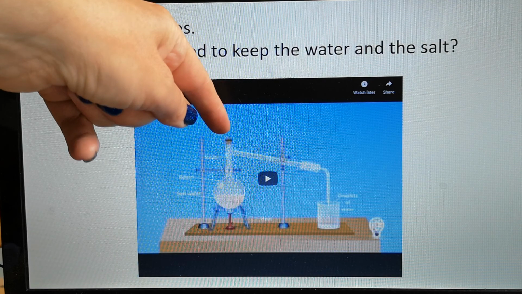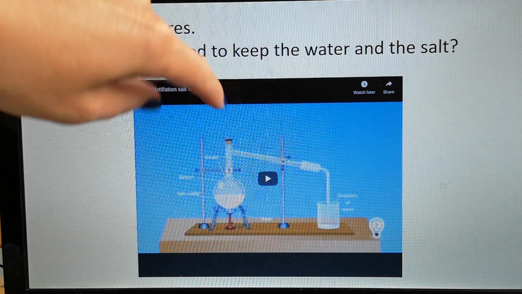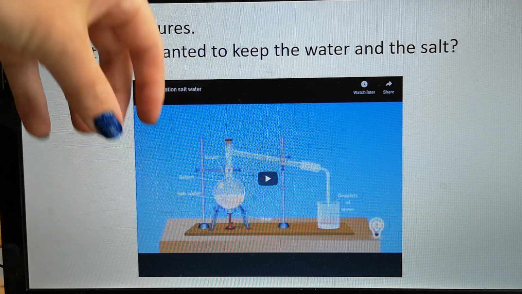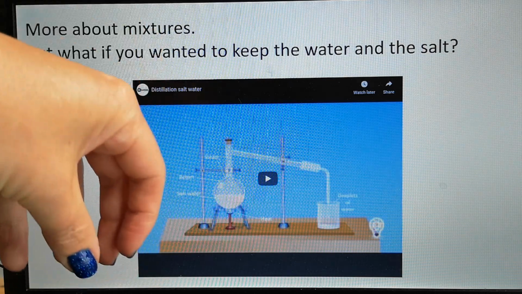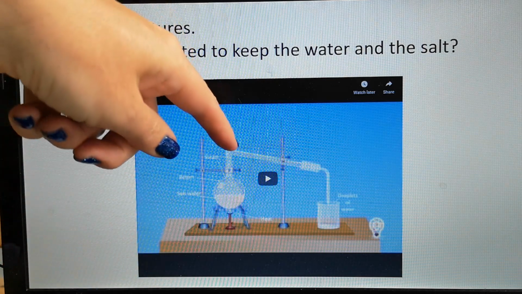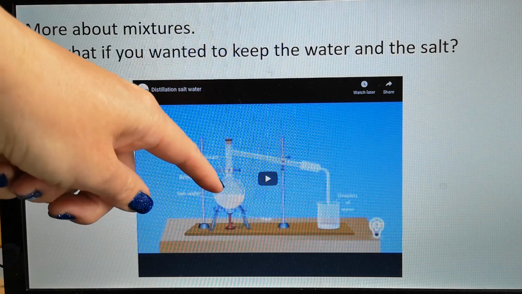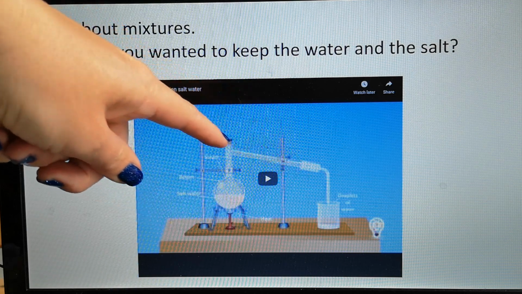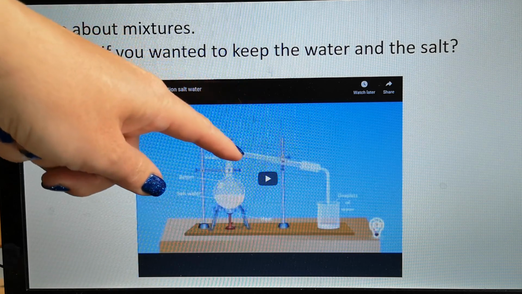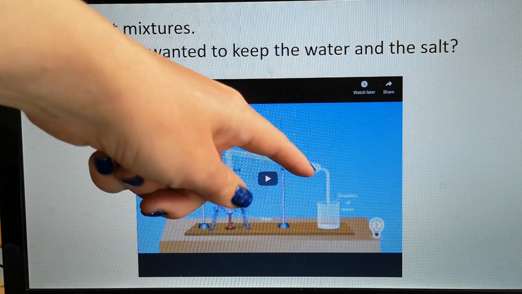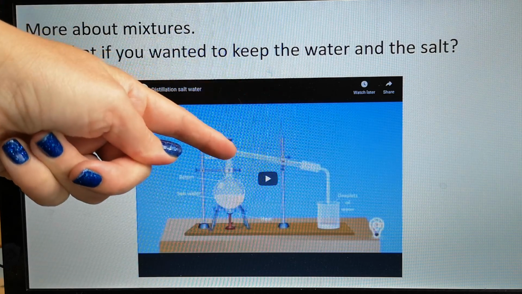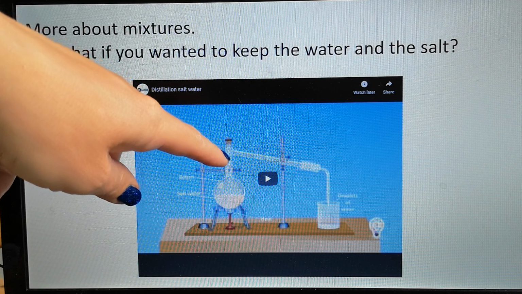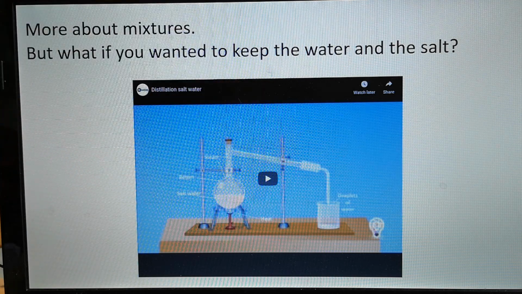Now we've got a bung at the top here, and that's quite important, so the steam can't escape. Remember, when things get warm, they rise up because they become less dense, so the steam can't go back down again. It's got nowhere to go apart from down this side arm here. This is another flask, and what we have here is a glass tube going through a flask full of cold water. So what happens when this steam is forced down here?